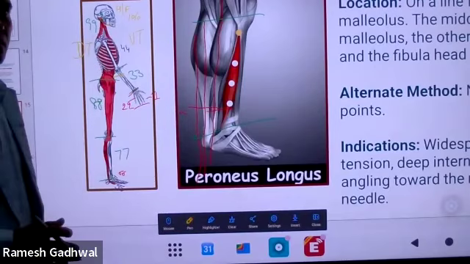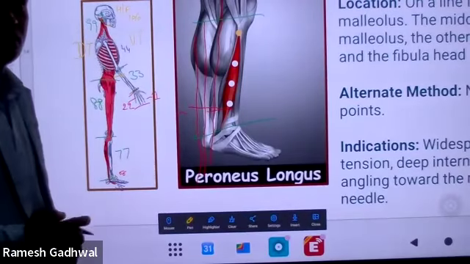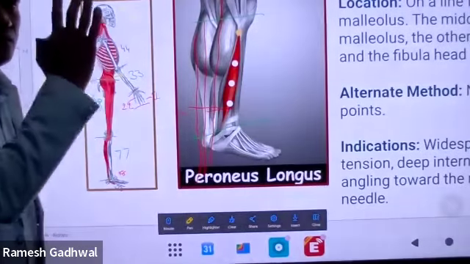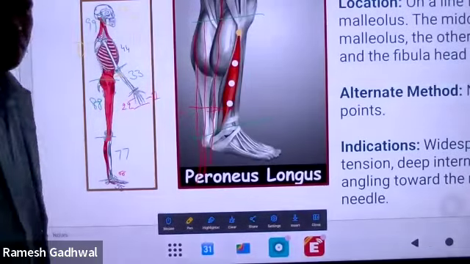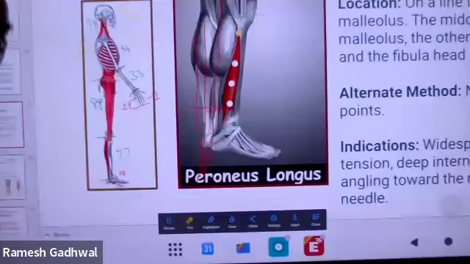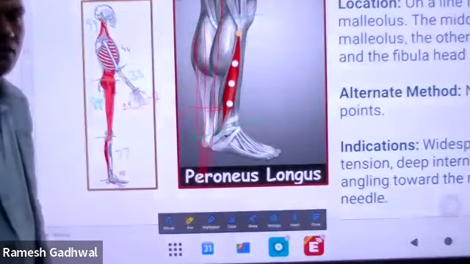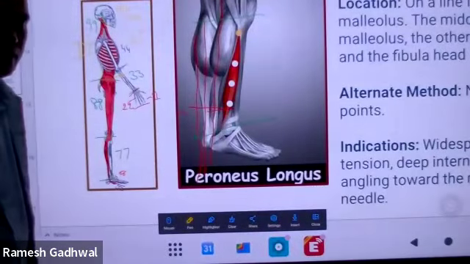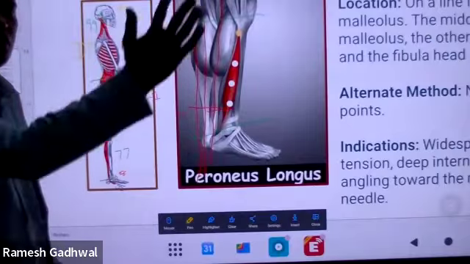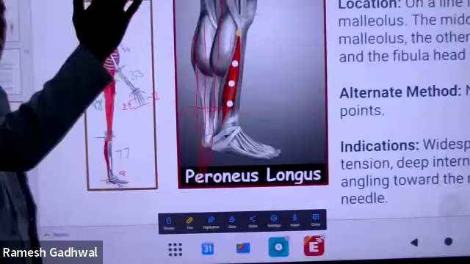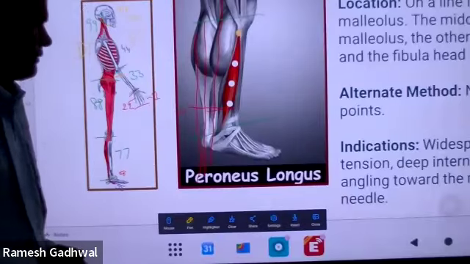Whenever I say 66, immediately you know it is a point on the foot dorsal area. Foot dorsal area is 66. Then 22 is the hand dorsal area. So remember it.